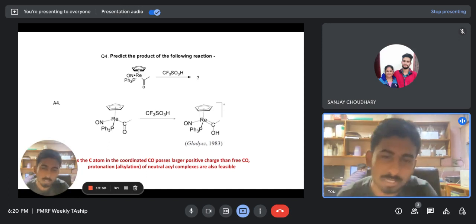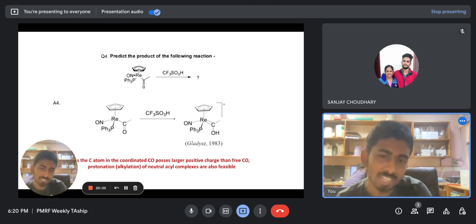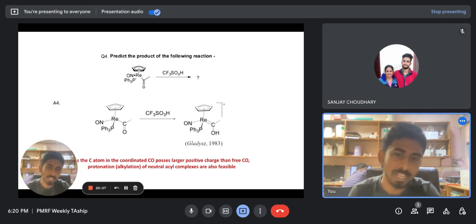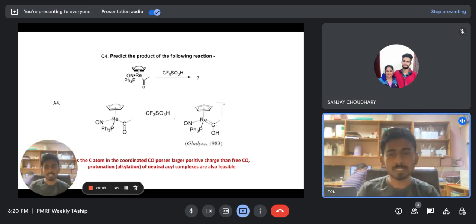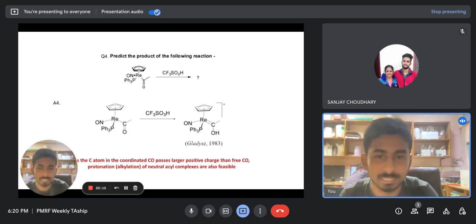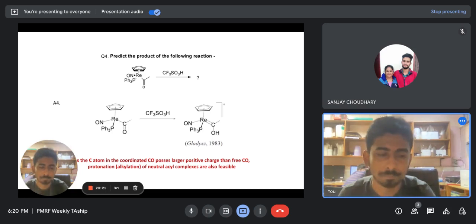Here also the oxygen plays the crucial role, because it has a more negative charge on it, because the carbon is more electropositive. So oxygen has more electron density on it. That's why any kind of alkylation or protonation of neutral acyl complexes is feasible in this case. Had this acyl group not been connected to the rhenium center, the reaction would not be feasible at all.